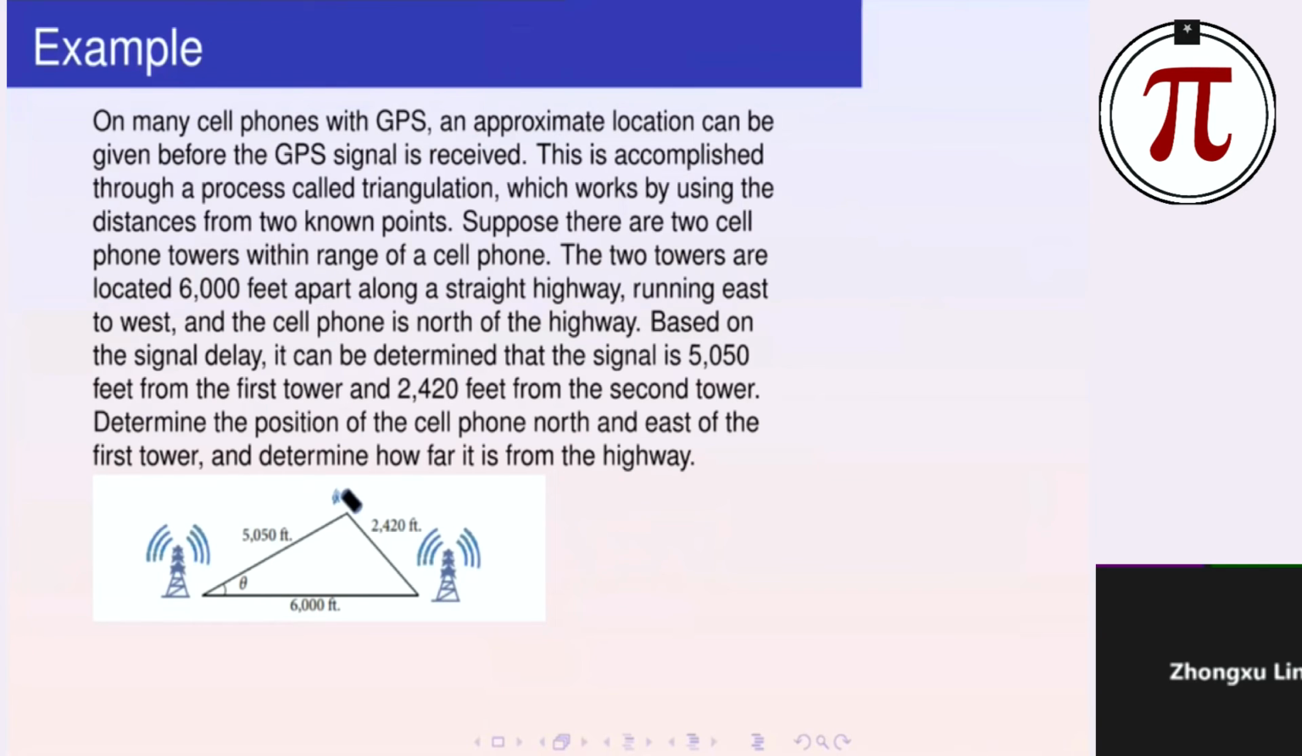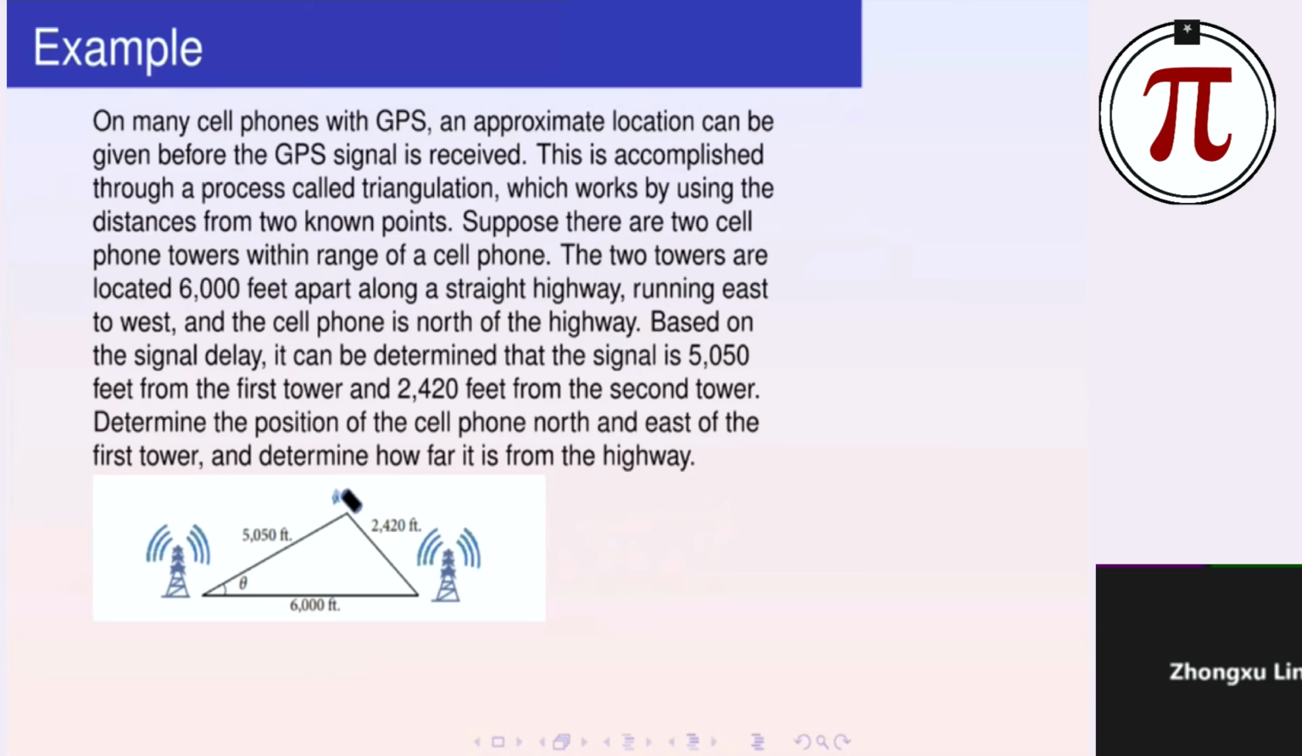Arinda, can you read for us, please? On many cell phones with GPS, an approximate location can be given before the GPS signal is received. This is accomplished through a process called triangulation, which works by using the distances from two known points. Suppose there are two cell phone towers within range of a cell phone. The two towers are located 6,000 feet apart along a straight highway running east to west, and the cell phone is north of the highway. Based on the signal delay, it can be determined that the signal is 5,050 feet from the first tower and 2,420 feet from the second tower. Determine the position of the cell phone north and east of the first tower and determine how far it is from the highway. Okay, very good.